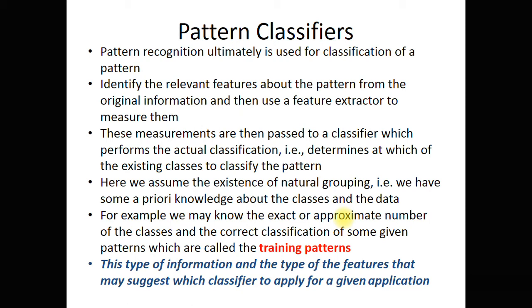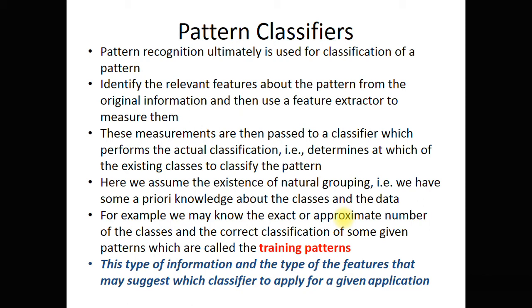Now these measurements are passed to the classifier, which performs the actual classification, that is, it determines at which of the existing classes to classify the pattern. Here we assume that the existence of natural grouping is there, that is, we have some a priori knowledge about the classes and the data. So we know that the exemplars span over two classes. So there are two classes existing, we know that, and then we are supposed to classify them.